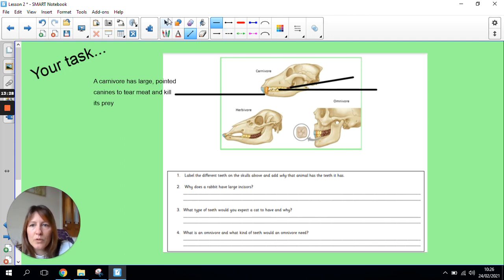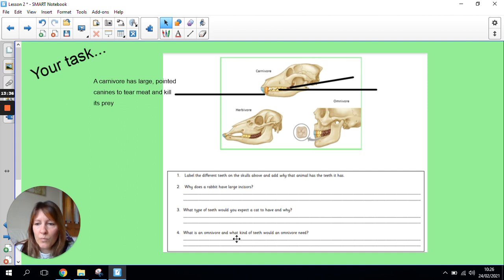Once you've labelled all those teeth and written about why those animals have those different teeth, there's just a few questions here to test your knowledge on what you've learned about types of teeth in different animals. Okay, see you later.